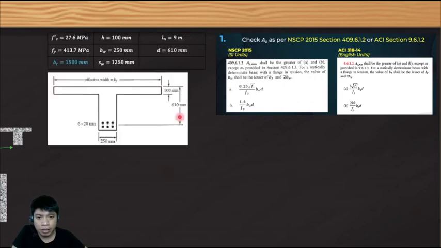So, ayun guys. So, ito na nga guys yung ating given. Tapos ito yung ating T-beam, no? So, binalik ko lang dyan. So, in-update ko na yung ating given. Nandito na yung ating B sub F.